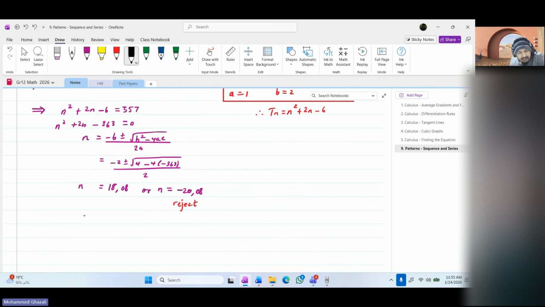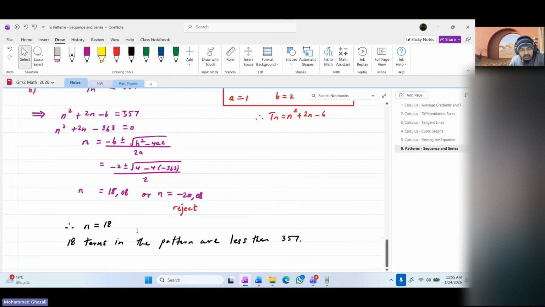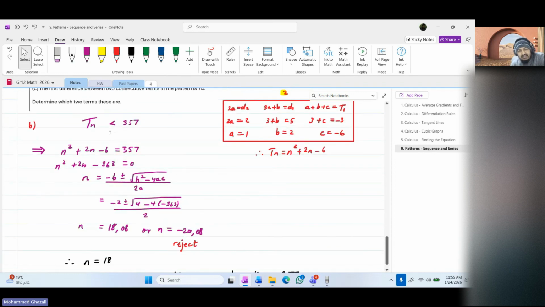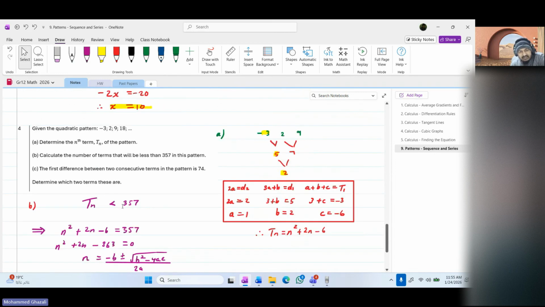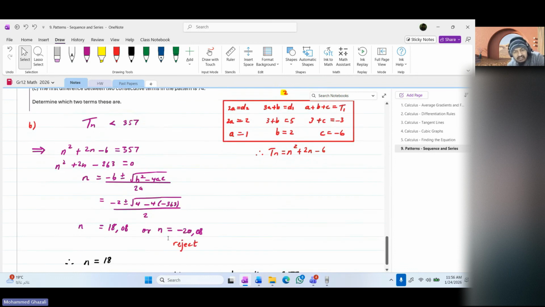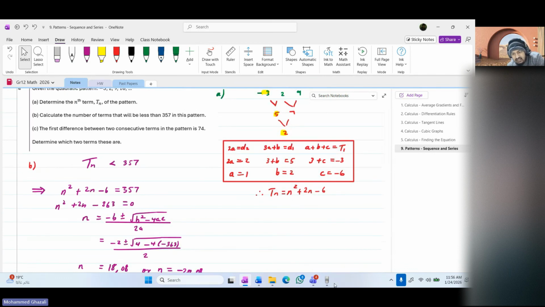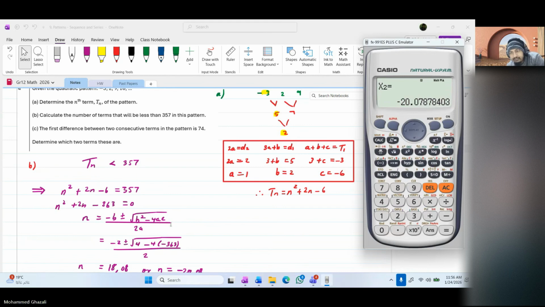There you need to round down. Therefore, n is equal to 18. 18 terms in the pattern are less than 357. Okay, so that's what this part here means. There are 18 terms which are less than 357. You can try substituting 18 inside, and okay, let's try 19 here now.